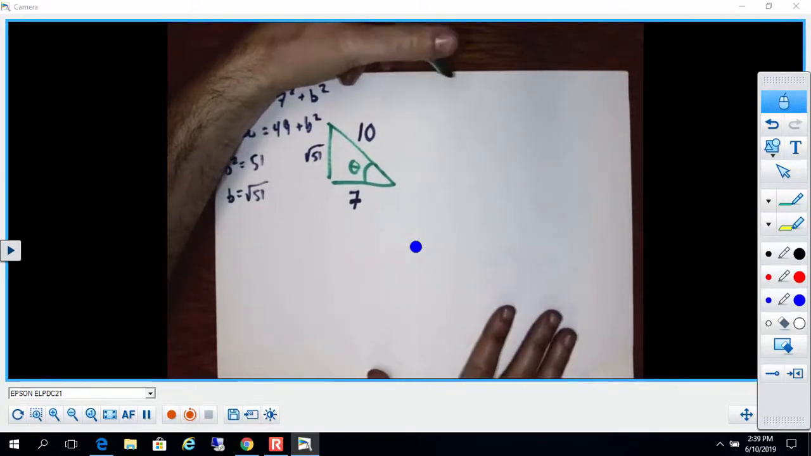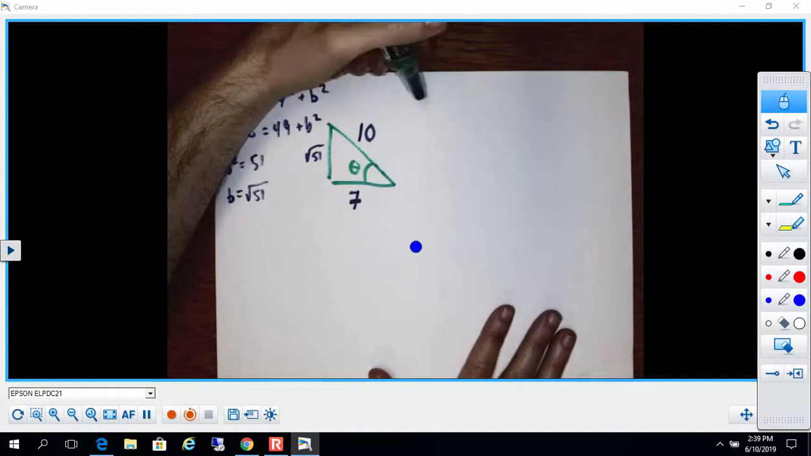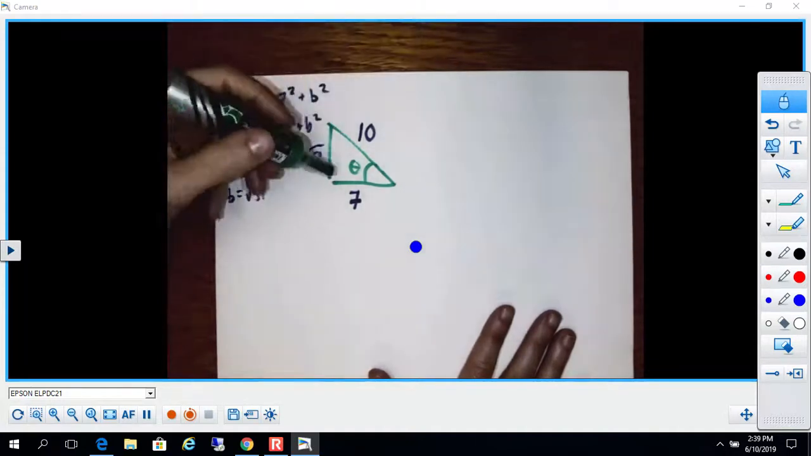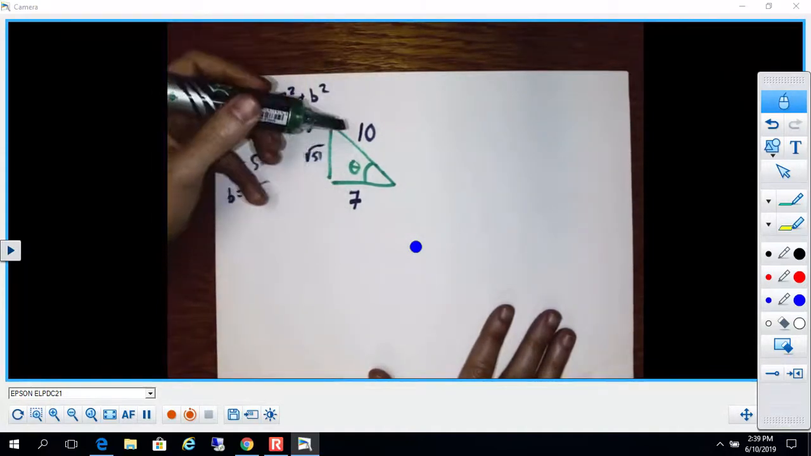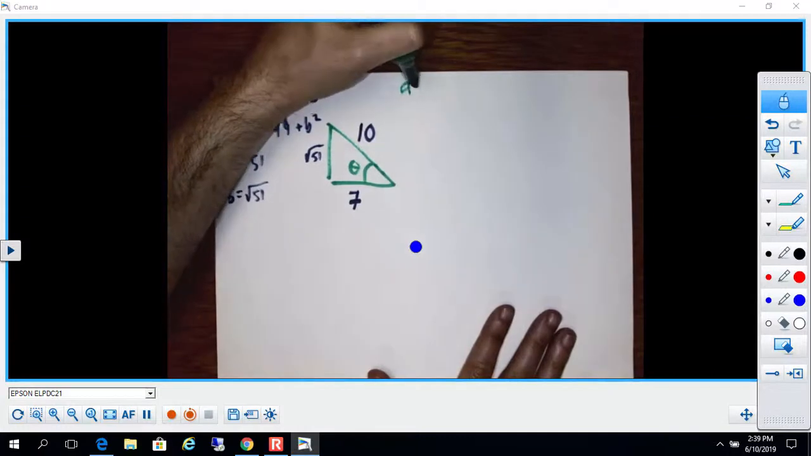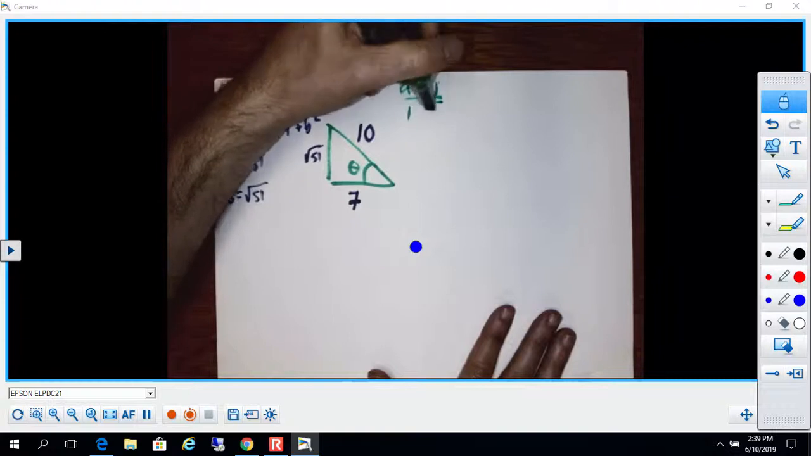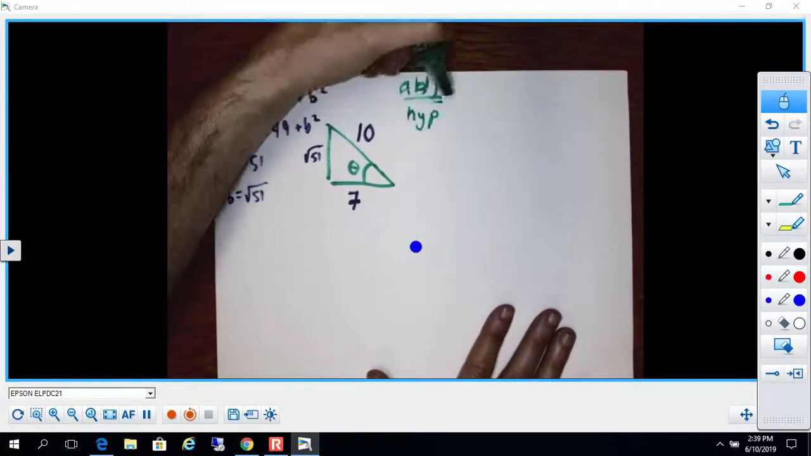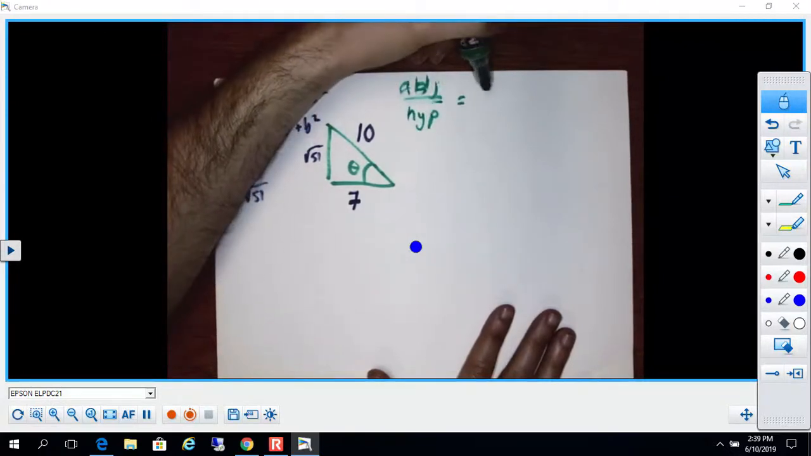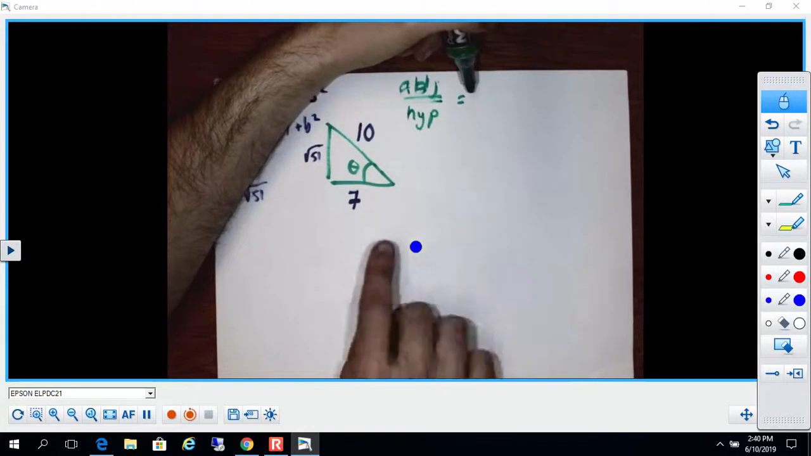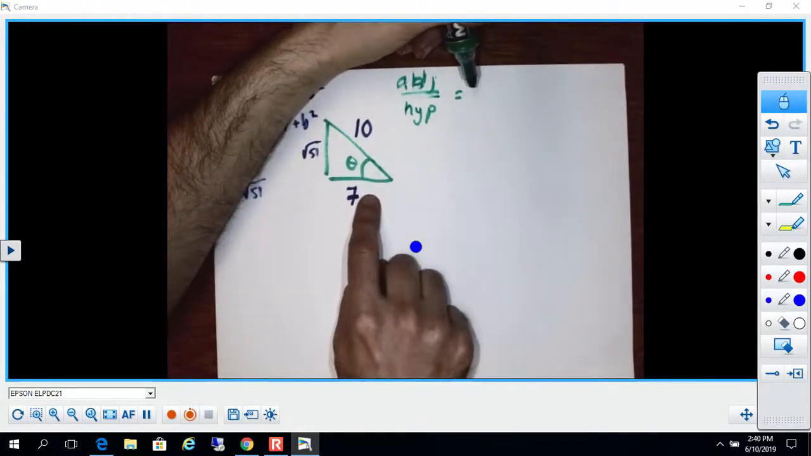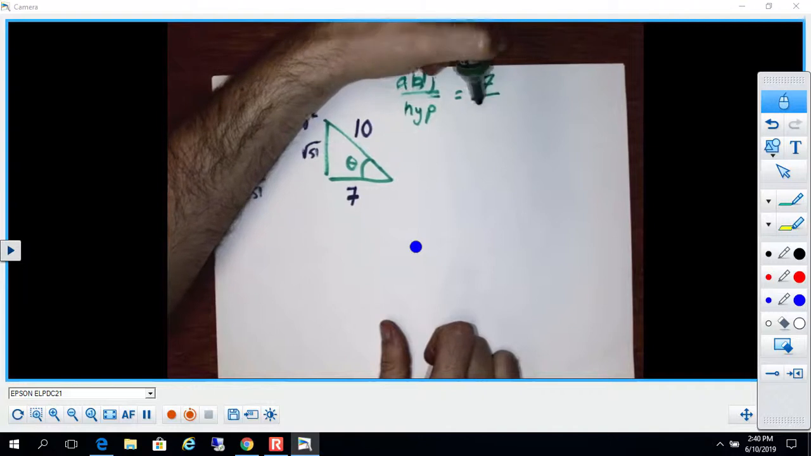I was gonna say, wouldn't it be adjacent over hypotenuse? Yeah, that would be the easiest because we knew 7 and 10 right away, right? So adjacent over hypotenuse is going to be 15 squared over 10. Wasn't this the adjacent though? Oh yeah, you're right. 7 over 10, right?